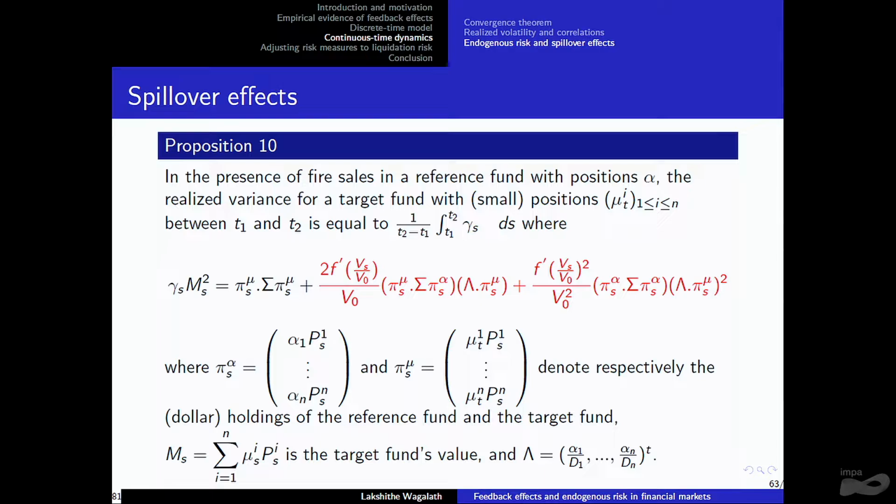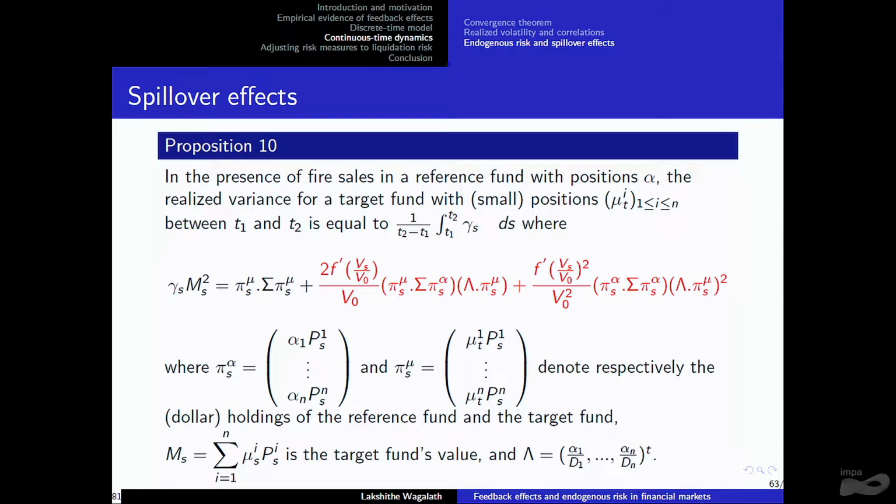But you're assuming that both of the funds have the same schedule of liquidation. No, there's just one who is liquidating. So just one fund, alpha, is liquidating, and the other one is just there, doesn't even know that there's liquidation, but sees its own variance move.